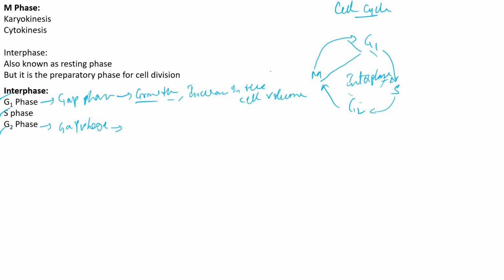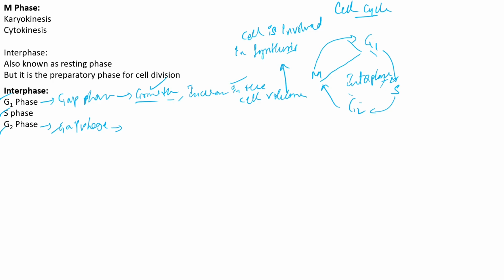And why is there an increase in the cell volume? Because the cell is mainly involved in synthesis. Synthesis of what? As I mentioned, all the molecules that are required for the cell cycle and cell division ultimately. So it is mainly characterized by growth and an increase in the cell volume. In the same way we have one more phase called the G2 phase. Even in the G2 phase, we observe growth and the synthesis of all the molecules required for cell division. But there is a catch here.